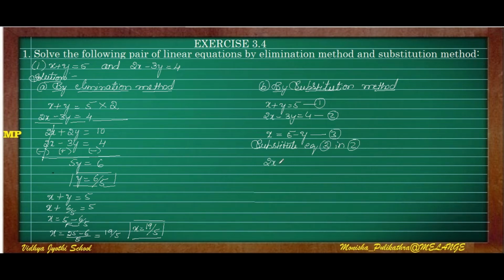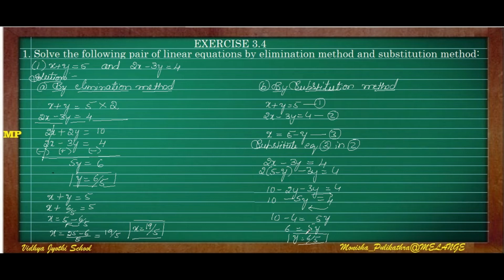So the second equation is 2x minus 3y is equal to 4. In the second equation I need to substitute the value of x. Instead of x we can write 5 minus y, so 2 into 5 minus y, minus 3y is equal to 4. 2 5s are 10, minus 2 into y, 2y, minus 3y is equal to 4. Here minus into minus is plus, so 3y plus 2y is 5y. Shifting 5y this side and 4 the other side, 10 minus 4 is equal to 5y, 6 is equal to 5y. Therefore y is equal to 6 by 5.